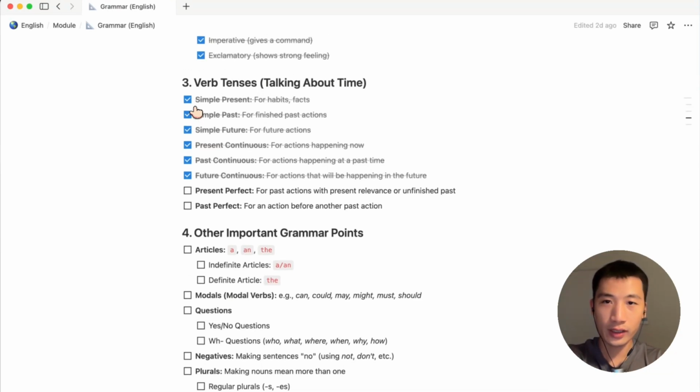In the last video, we talked about the verb tenses: the simple present, past, and future, and the present continuous, the past continuous, and the future continuous. For now, we just have two verb tenses left to learn. The first is present perfect and the second is past perfect. So let's start with the present perfect.